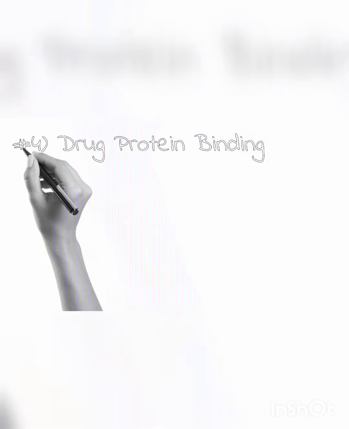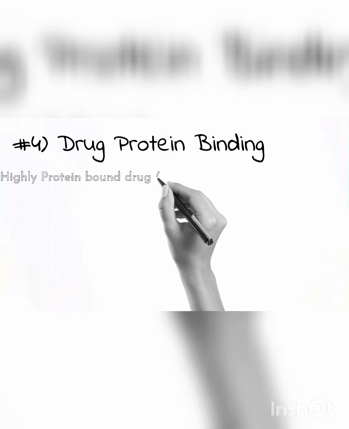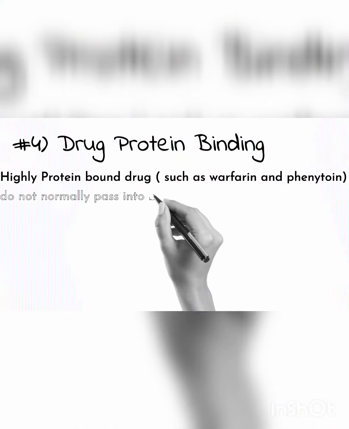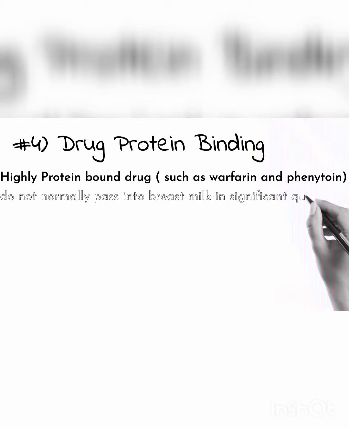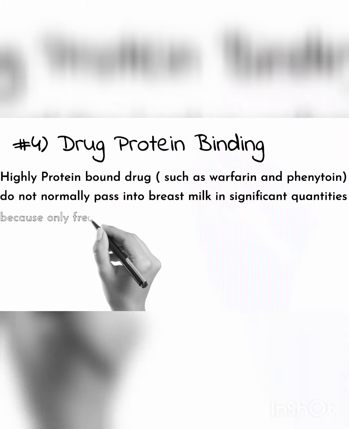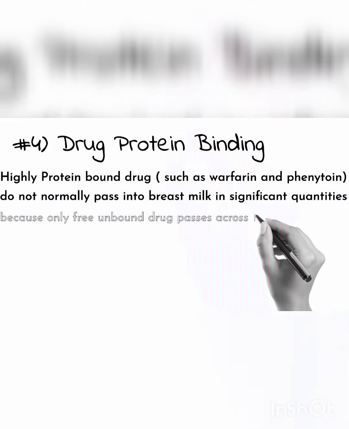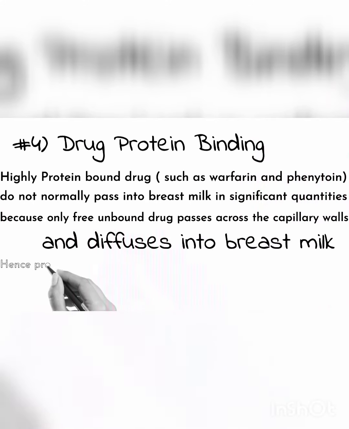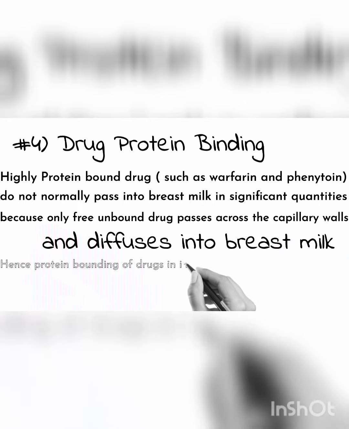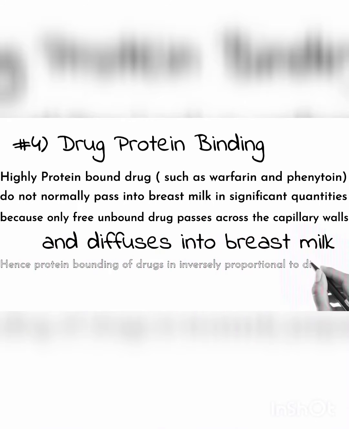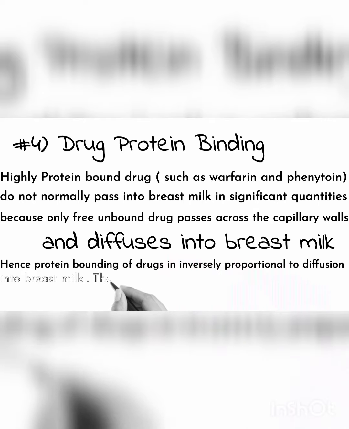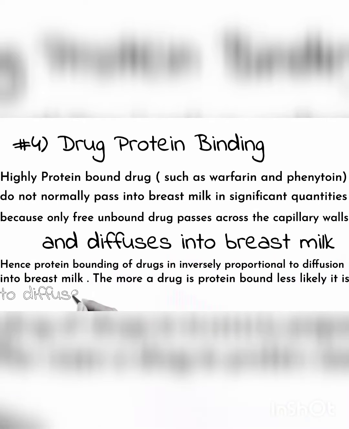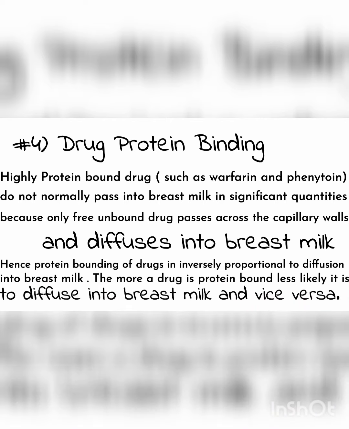Bulky molecules, that is, molecules having large molecular weight, appear less in breast milk. Now, drug protein binding is another factor that affects breastfeeding, because highly protein-bound drugs such as warfarin and phenytoin do not normally pass into breast milk in significant quantities, because only free unbound drug passes across the capillary wall and can diffuse into the breast milk. Hence, protein binding of a drug is inversely proportional to diffusion into breast milk. The more a drug is protein bound, the less likely it is to diffuse into the breast milk, and vice versa.